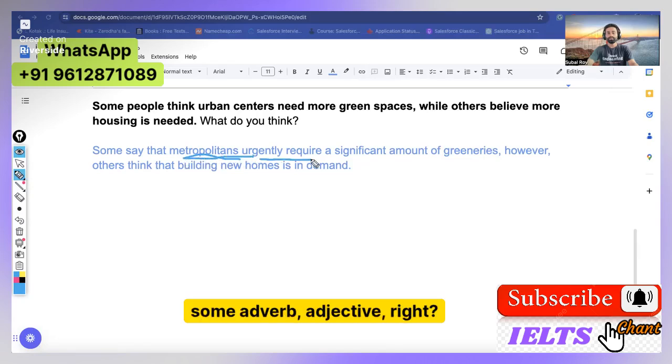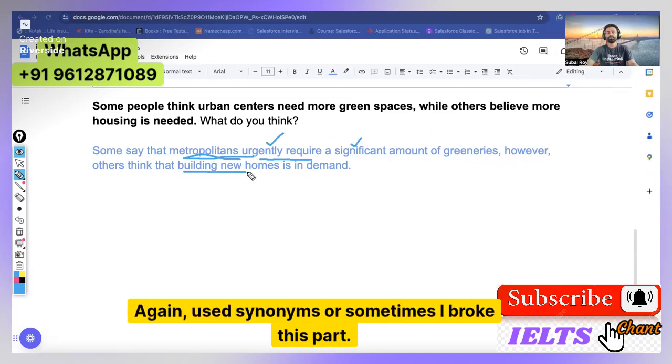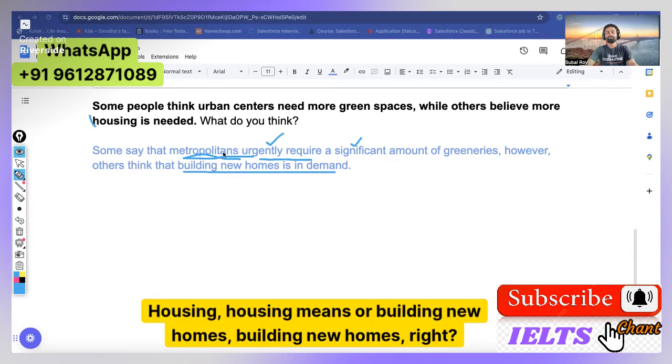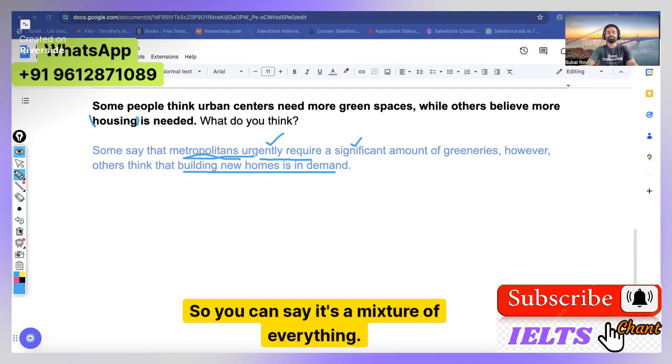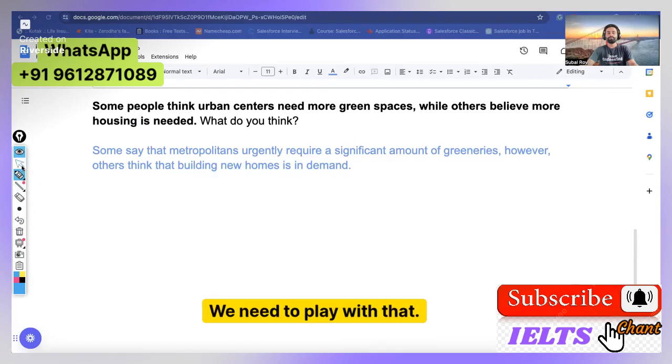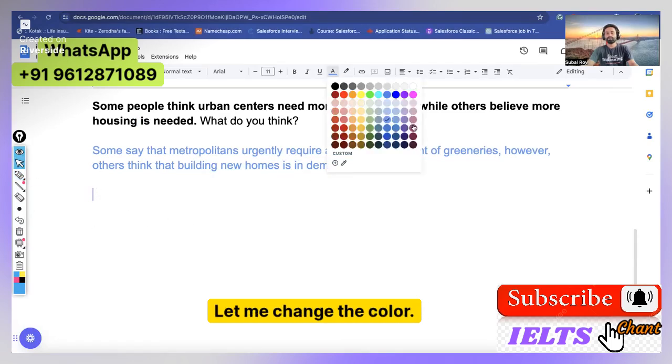I used some adverbs and adjectives, right? And again, I used synonyms, or sometimes I broke this part. Housing means what? Building new homes, right? Housing, I broke it into this explanation. So you can say it's a mixture of everything. We need to play with that. Let me change the color.